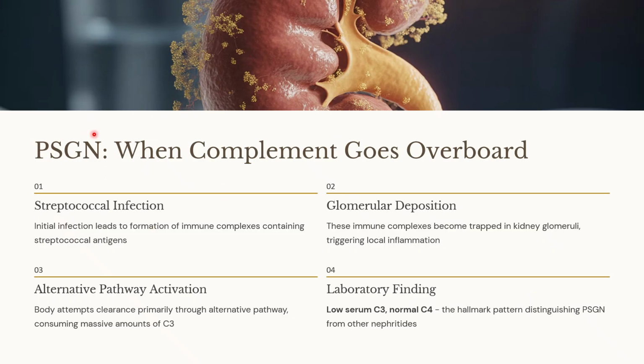What happens in post-streptococcal glomerulonephritis? It is a streptococcal infection which leads to the formation of immune complexes containing streptococcal antigens. These immune complexes get trapped in the glomeruli of the kidneys, triggering local inflammation. The body will attempt to clear the immune complex by activating the alternate pathway, thereby consuming a major amount of C3. Finally, it will result in low serum C3 and normal serum C4. This is the hallmark for distinguishing PSGN.